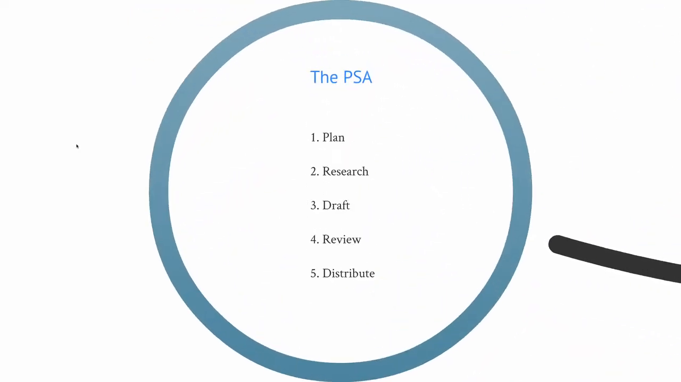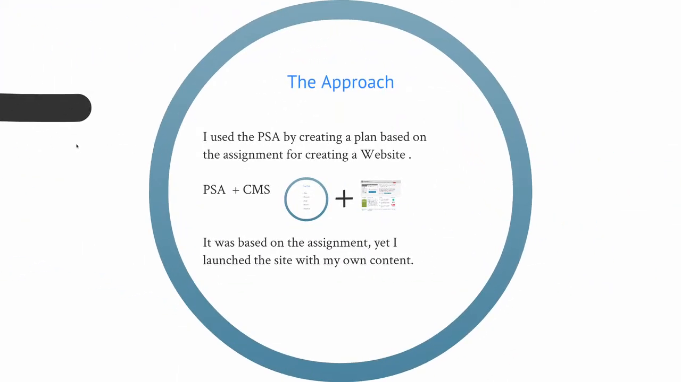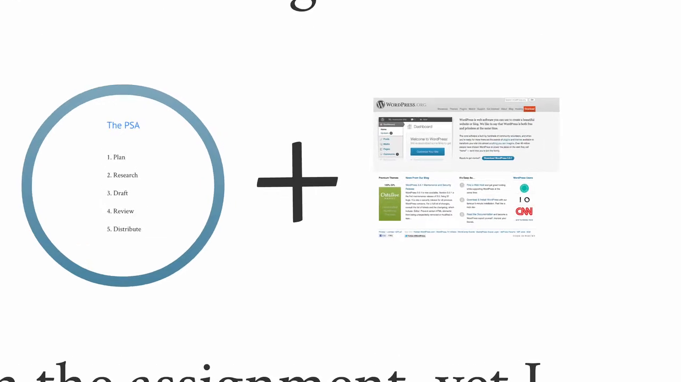First we have the PSA. Our number one step is to plan, and then research, draft, review, and finally distribute. In my approach, I use the PSA to create a website and combined it with the power of a CMS, which is a content management system. And for this assignment, we were assigned to use WordPress.